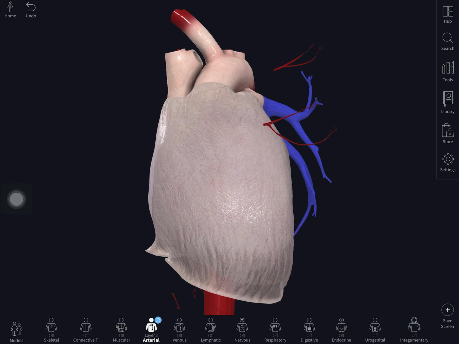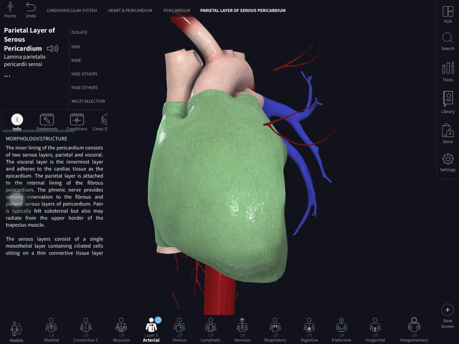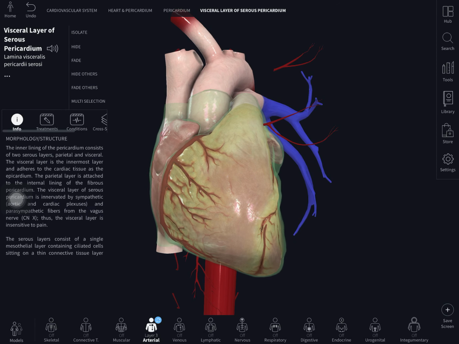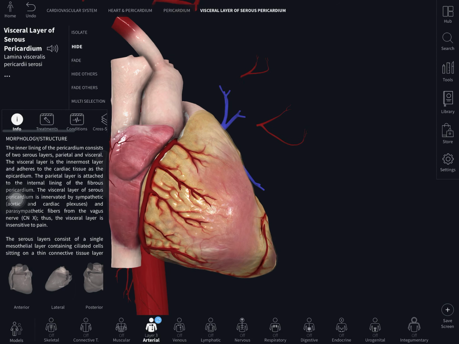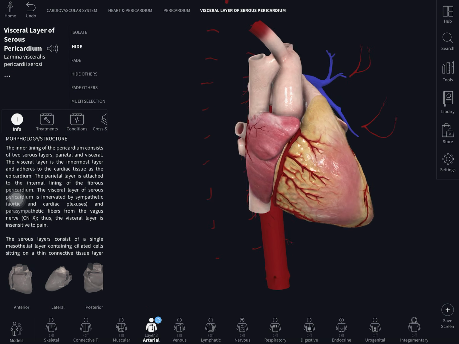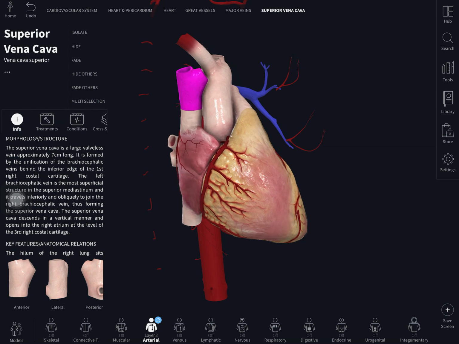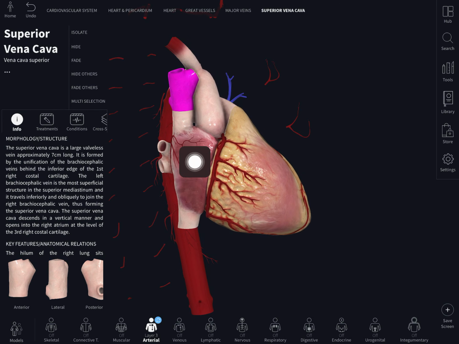What you see here is the parietal pericardium. I will remove this. I will remove the pericardial fat bed also. Now what you see is the superior vena cava, and this comes and opens into the right atrium here.